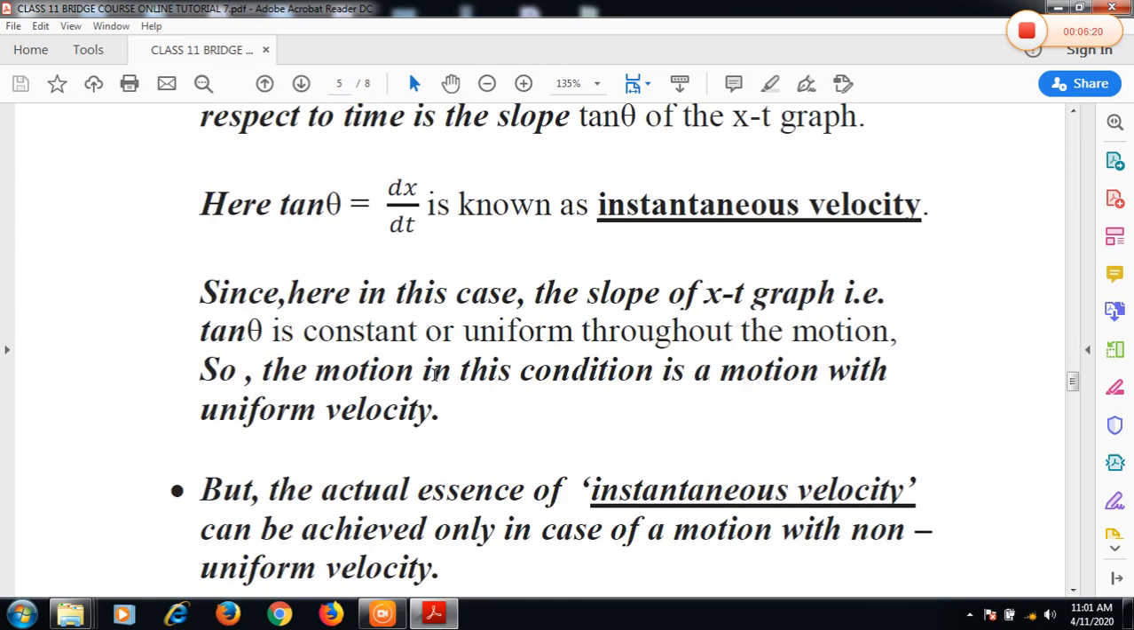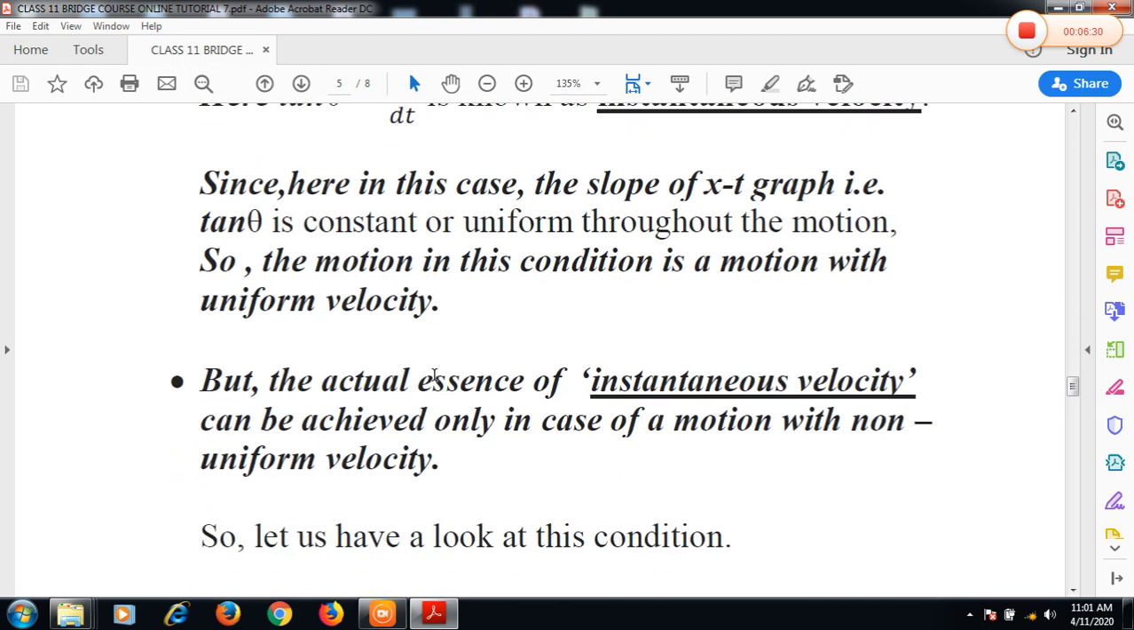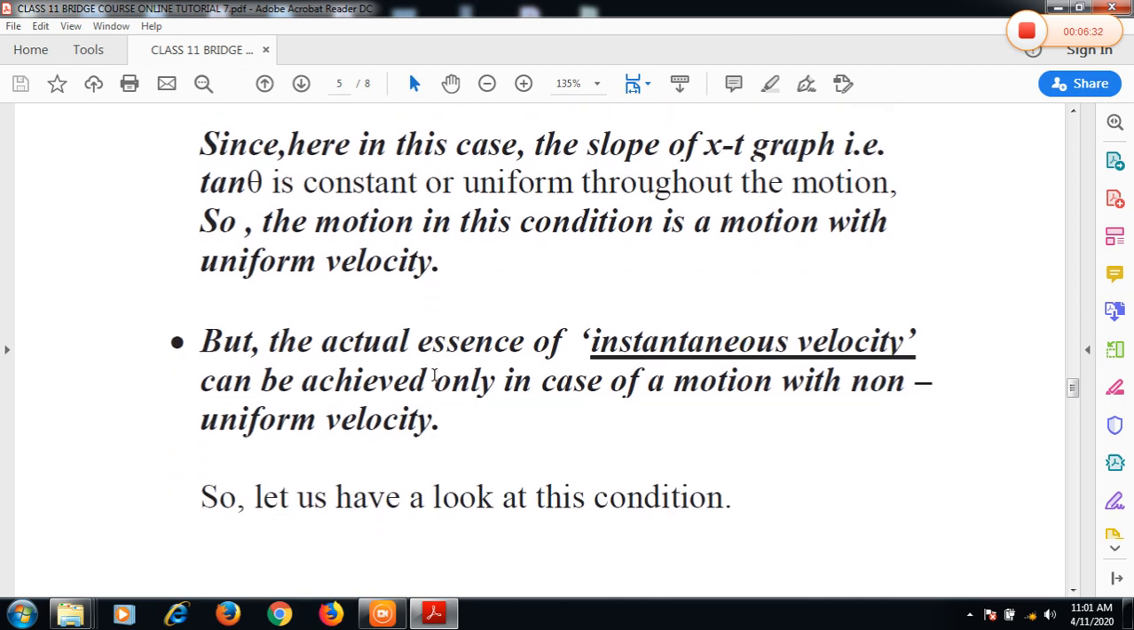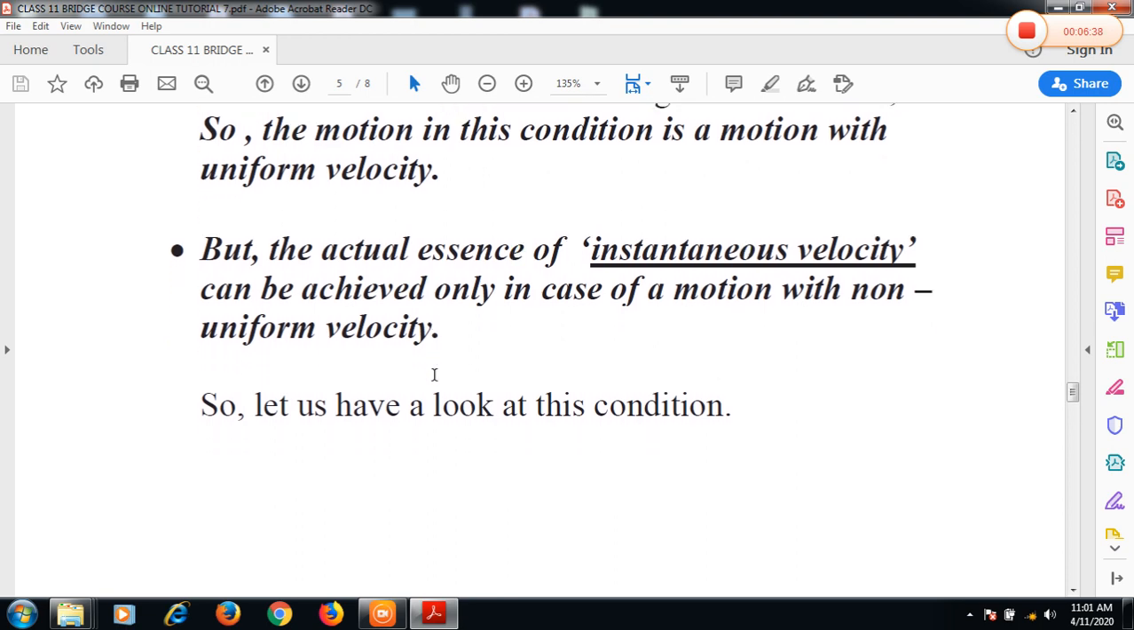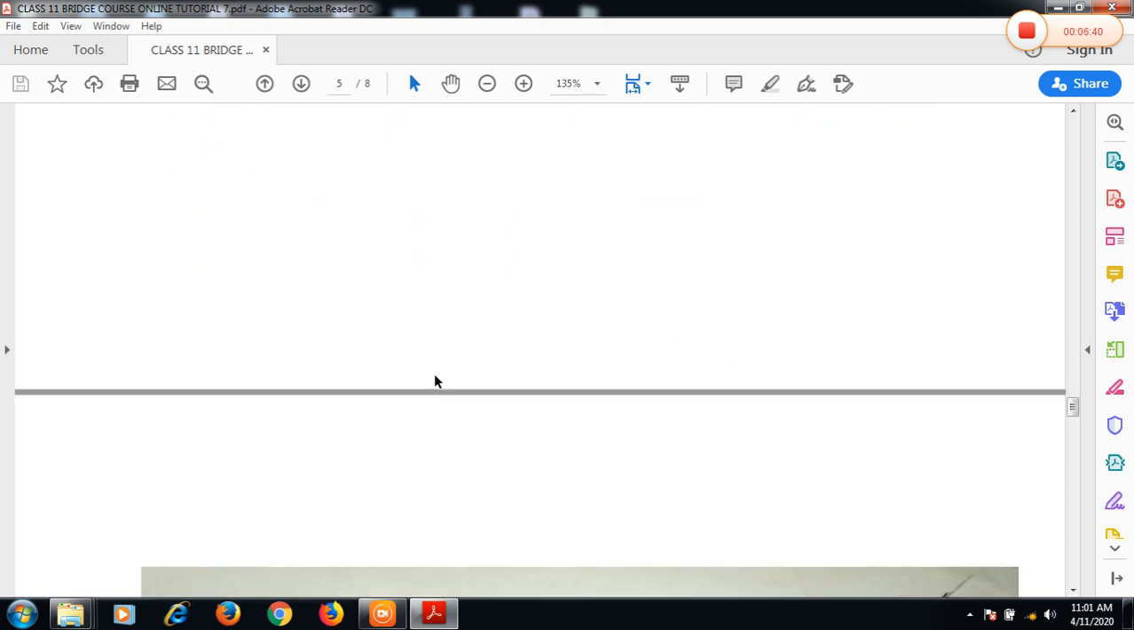Since in this case the slope of the xt graph, that is tan theta, is constant or uniform throughout the motion, the motion in this condition is a motion with uniform velocity. But the actual essence of instantaneous velocity can be achieved only in the case of motion with non-uniform velocity. Okay, so let us have a look at this condition.